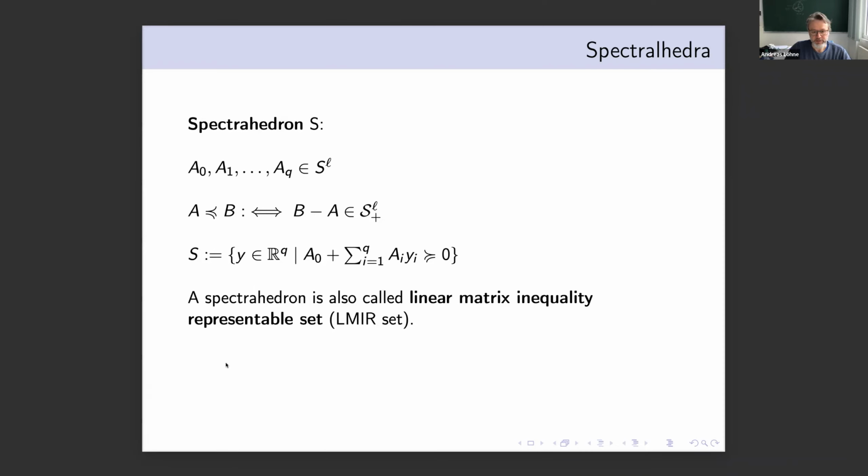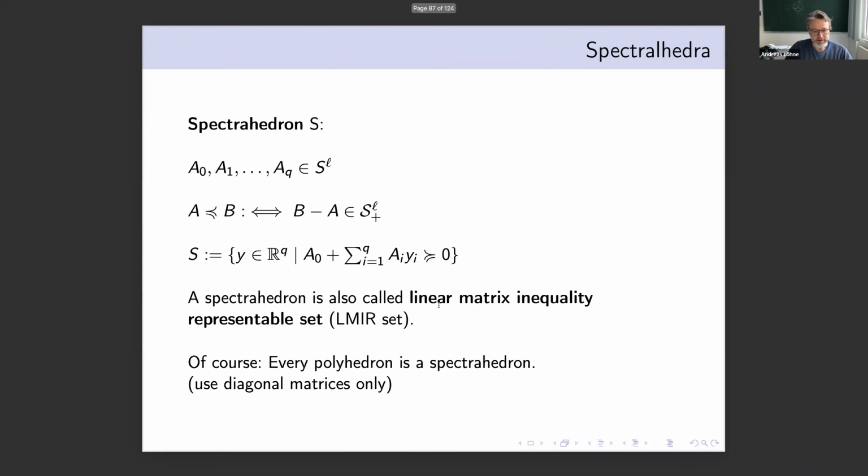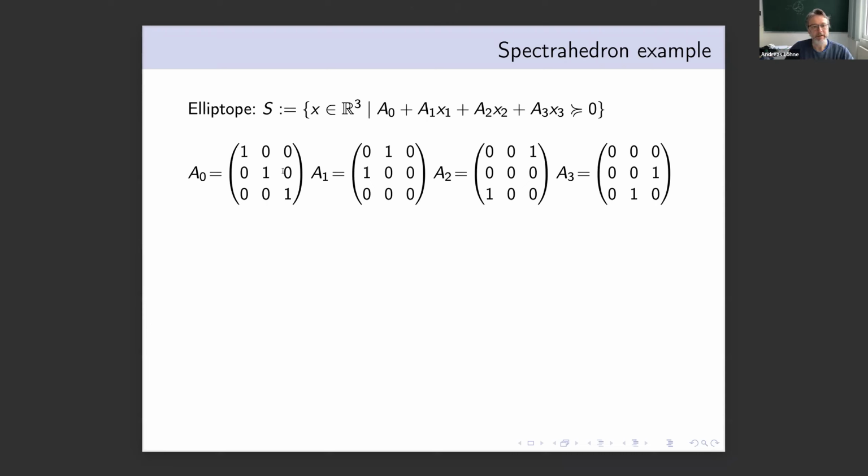Because this is a linear matrix inequality, we sometimes also say the spectrahedron is a linear matrix inequality representable set, LMI-representable set, for instance. And of course, every polyhedron is also a spectrahedron. In this case, we have to use diagonal matrices here, but spectrahedra are more general.